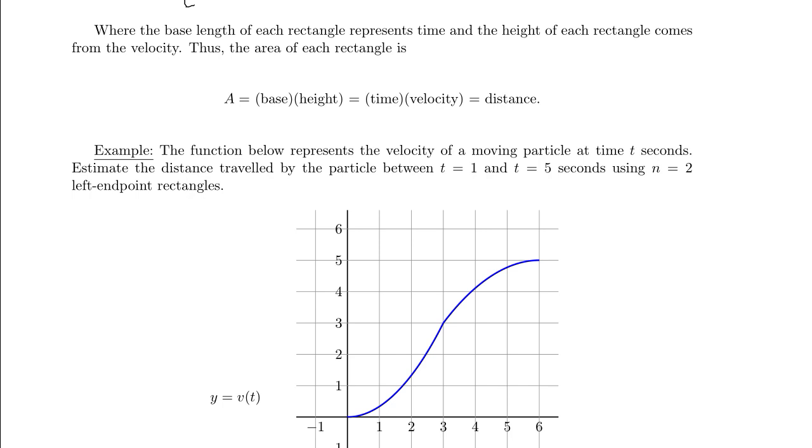So this is why the area under the velocity curve relates directly to the distance function, because the area under the velocity curve is the distance, because it's time multiplied by velocity, which is distance. So let's work through an example.